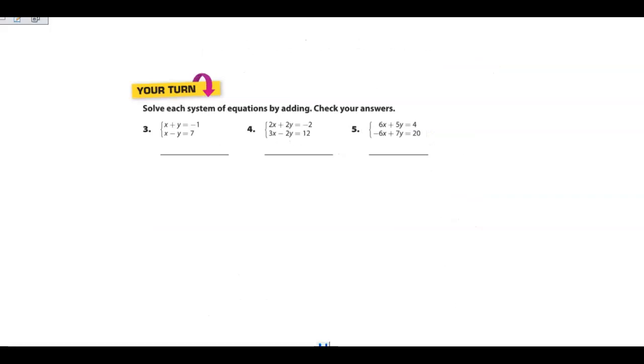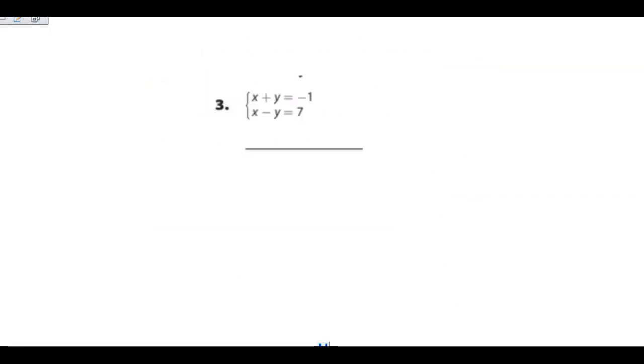We're not going to go ahead and check it with graphing at this point. We're just going to move on. So let's look at your turn number 3, and I have these two.